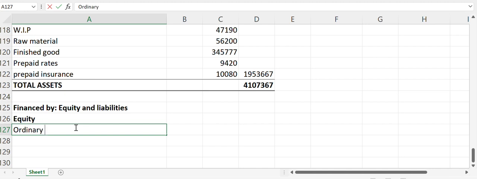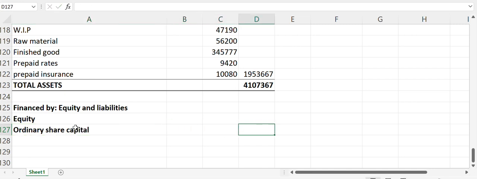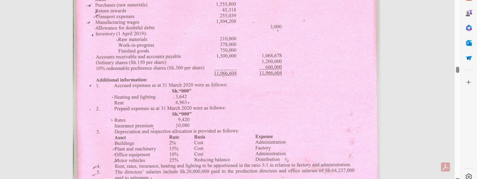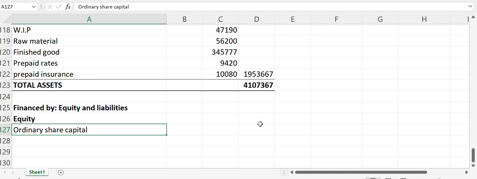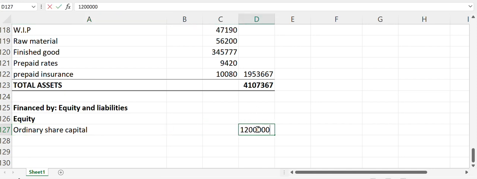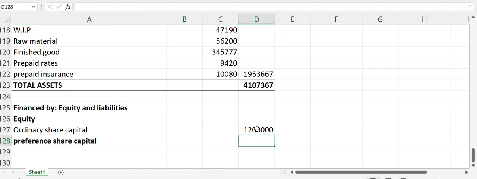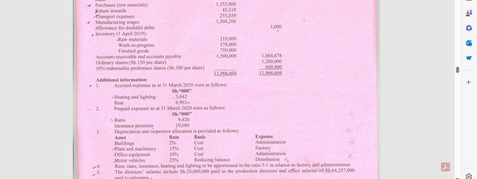So we have ordinary share capital of what? You can see here the ordinary share capital is 1.2 M. Then we have preference share capital. So for preference share capital, we have what? 600,000.